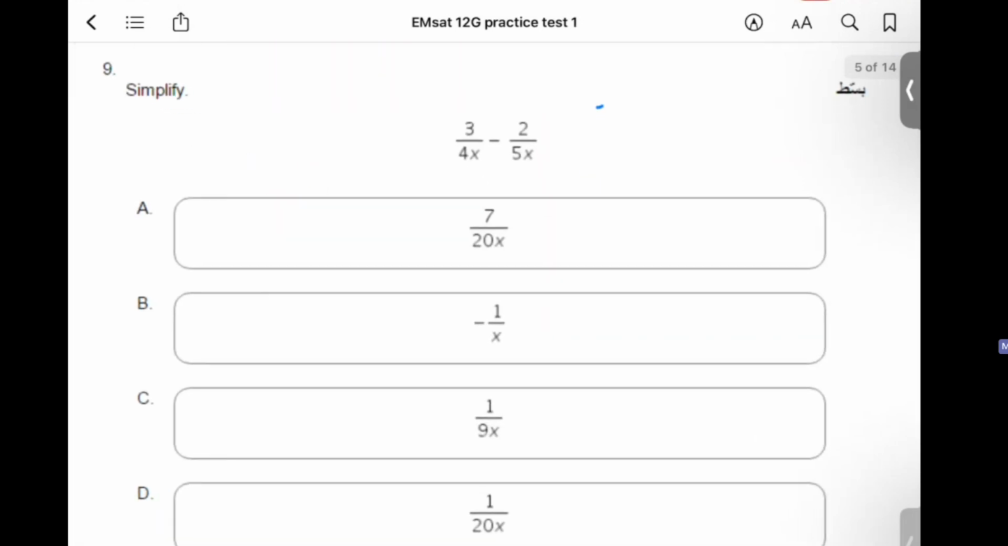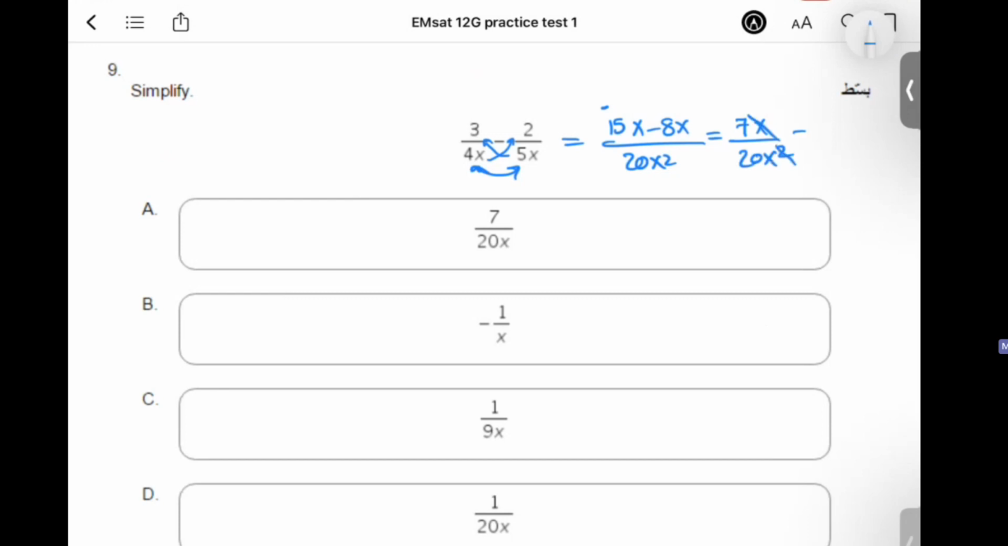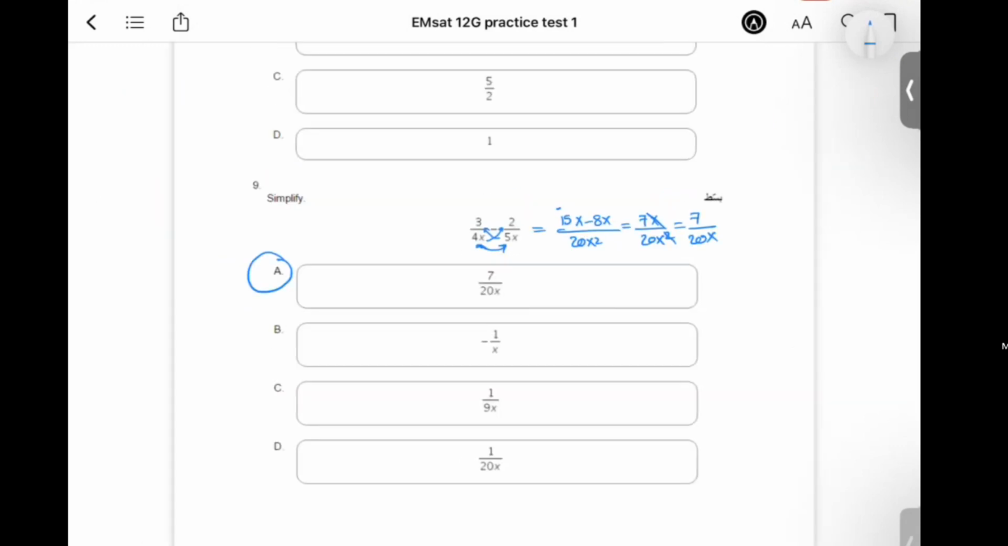Now, he's asking you to simplify this rational expression. So you will multiply this one, 15x minus 8x, and then don't forget to multiply both by 20x squared. 15 minus 8x is 7x over 20x squared. We will remove 1x. It is 7 over 20x. And guess what? The answer is A.